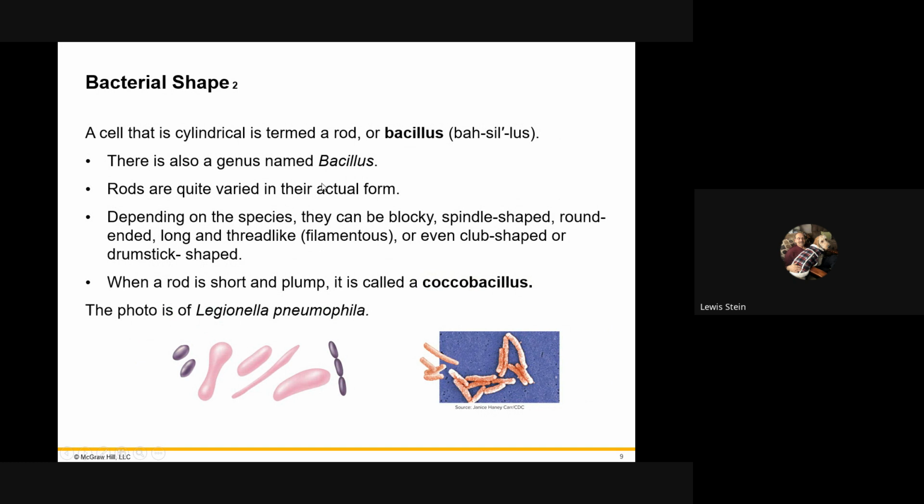Bacilli are even more diverse. And again, notice we're using not the genera with the capital and italicized letters, but bacillus is a generic term for rod. And they can be skinny, they can be fat, we call them coccobacilli, they can be chained together, they can have sort of funny looking ends, all of those types. There's a lot of variation.